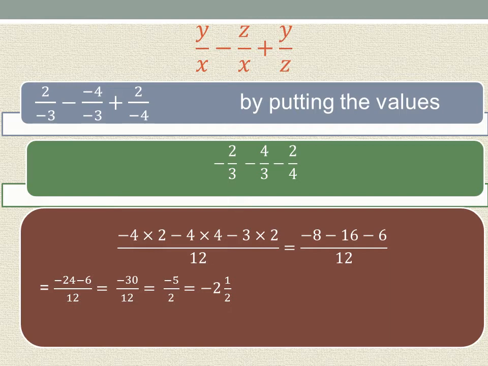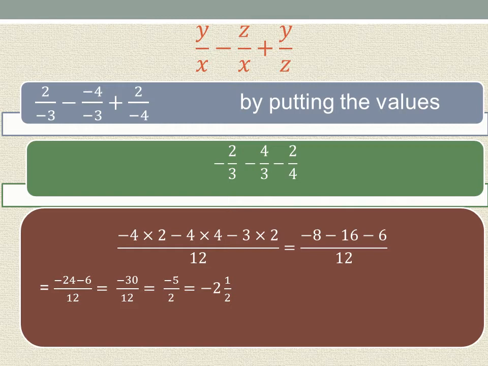Now there are three numbers, -8, -16, -6. First we solve the first two numbers. They have the same sign. Same sign will be added. 16 plus 8 is 24 and the sign will be of the greater term, which is 16. So we insert -24 and the next term is -6. Now these also have the same sign. Same sign will be added. 24 plus 6 becomes 30 and the sign will be of the greater term, which is -30 upon 12.